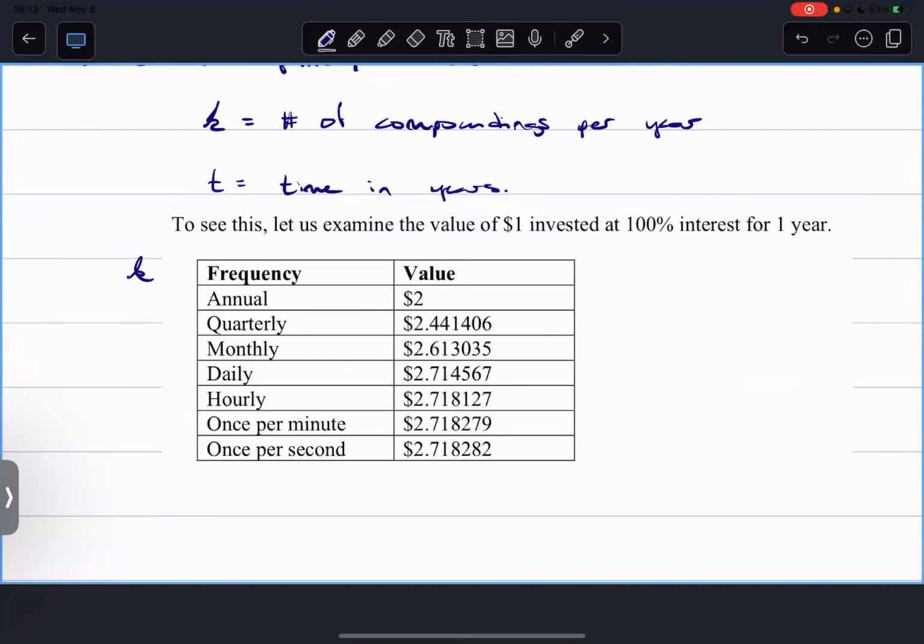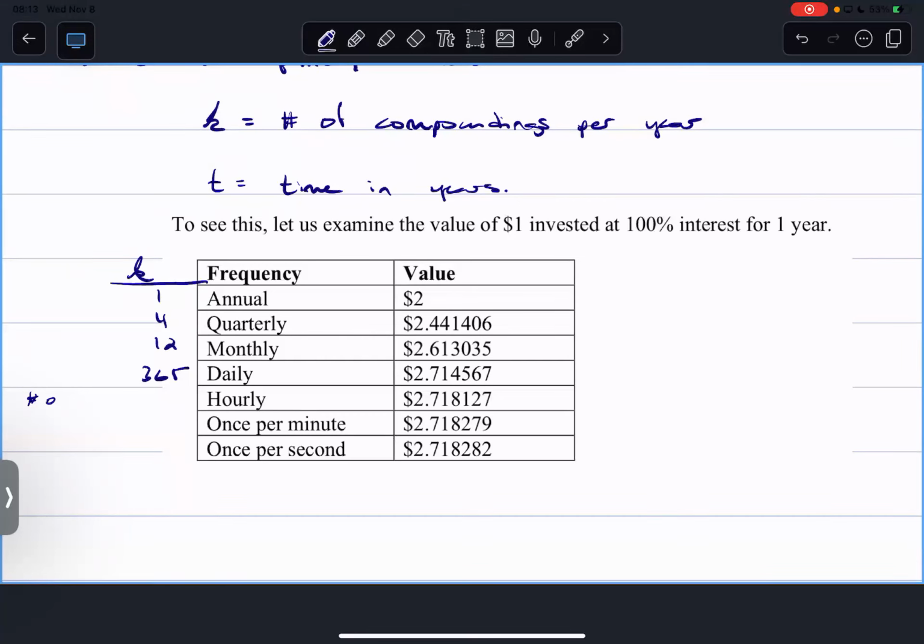So here, if I have $1 invested at 100% interest for 1 year, this is just to illustrate the behavior, 100% interest, that would be interesting, right? But if it's compounding annually, then K would be 1, quarterly K would be 4, K would be 12 for monthly, 365 daily, hourly, something large, how many hours in a year, however many.